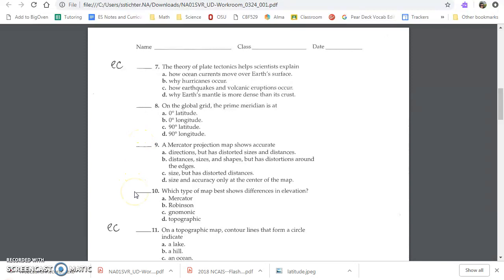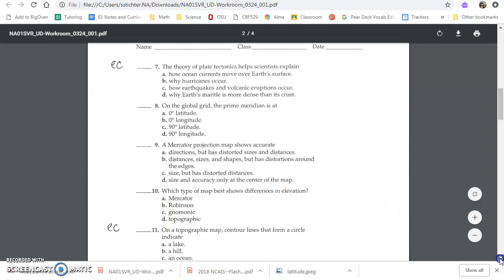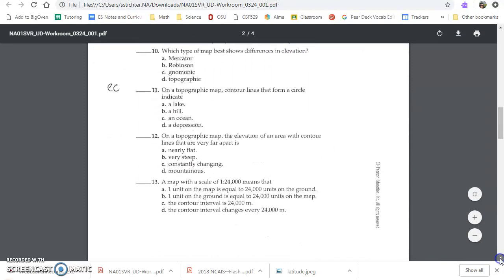Number 10. Which type of map best shows differences in elevation? Mercator, Robinson, Gnomic, topographic. Number 11 is also extra credit.